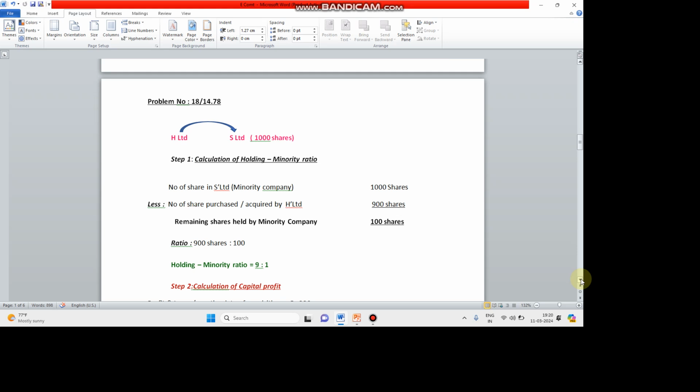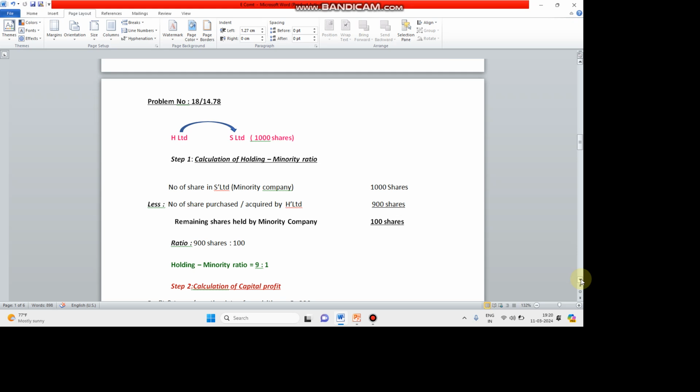There are totally 1000 shares. Out of 1000 shares, the number of shares purchased by H Limited is 900 shares. Therefore, the remaining shares are held by the minority company, which means S Limited, 100 shares. Now we are getting the ratio 900 shares to 100 shares. The ratio will be 9:1. Holding and minority ratio 9:1.